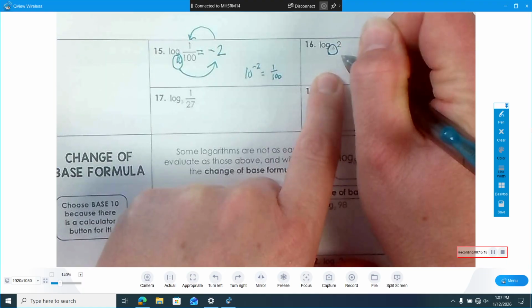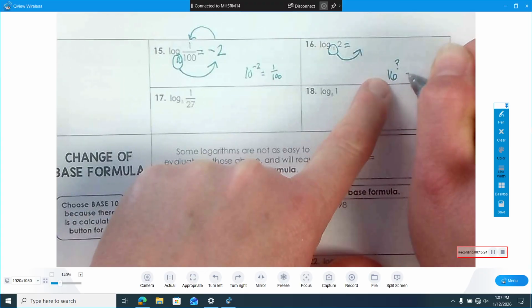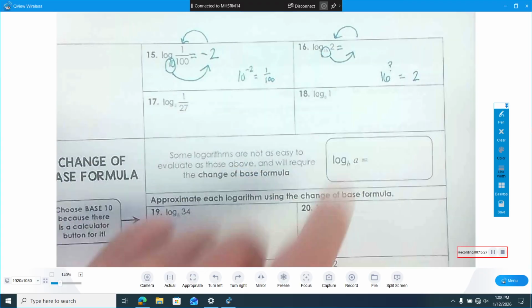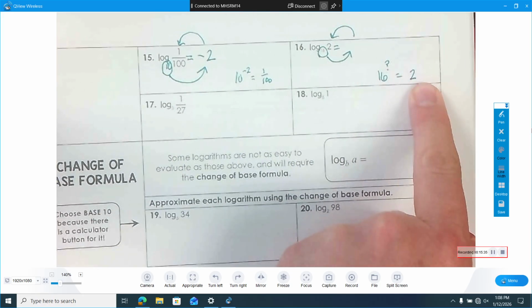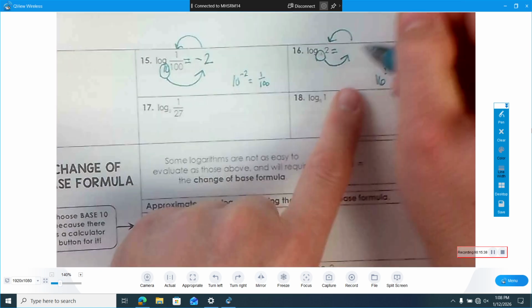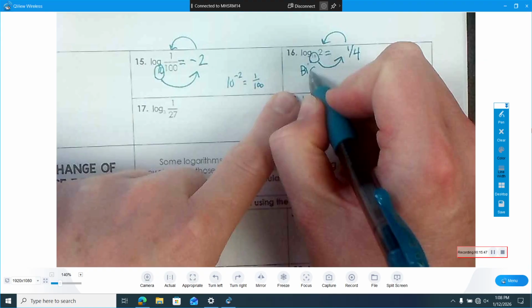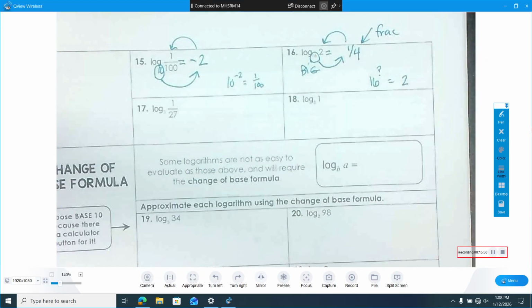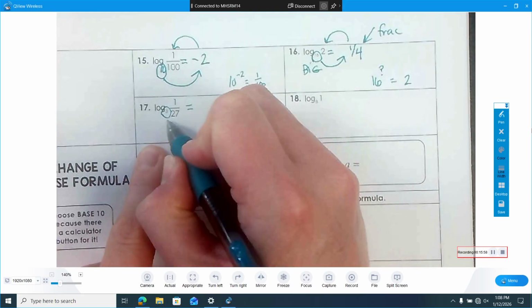Here, 16 is my base. How do I start with a base of 16 and get something smaller? A fractional exponent. So I can go either way. 2 to what power gives me 16? 2 to the 4th, but I want it as a fraction? 1/4, yes. So 16 to the 1/4. So if my base is bigger, I'm going to have a fraction for my exponent there, okay? Big base, small argument.